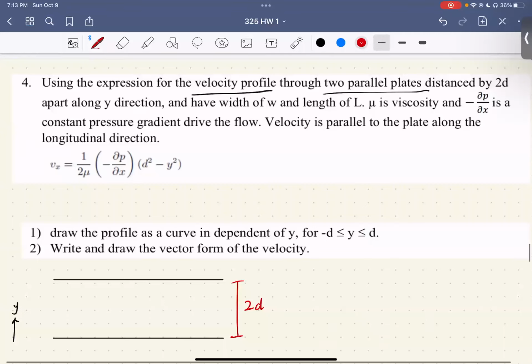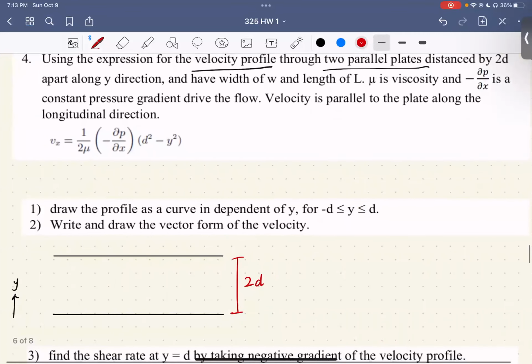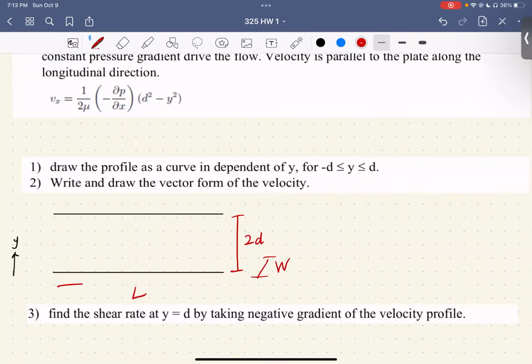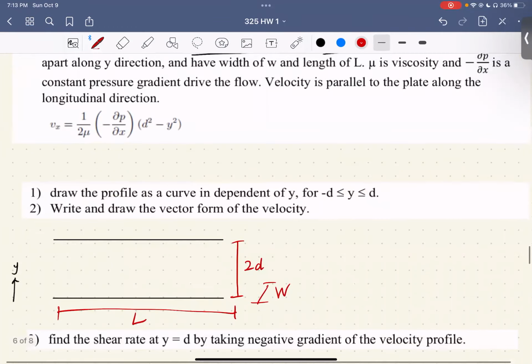Great. Then we have a width. We're just going to put it right here. A width of W, and a length of L. So we have L right over here. Great. So this is what we are given.